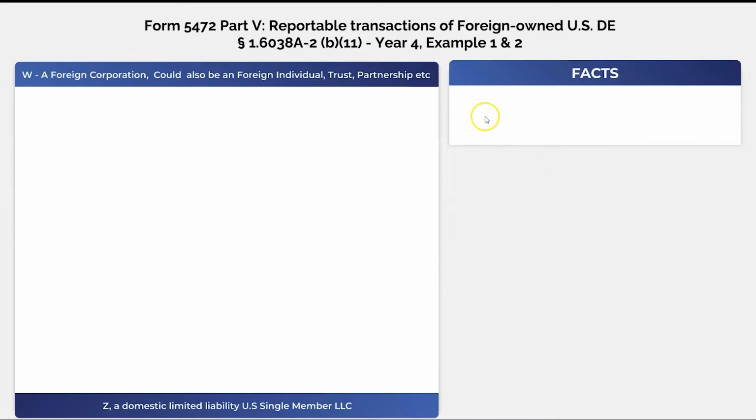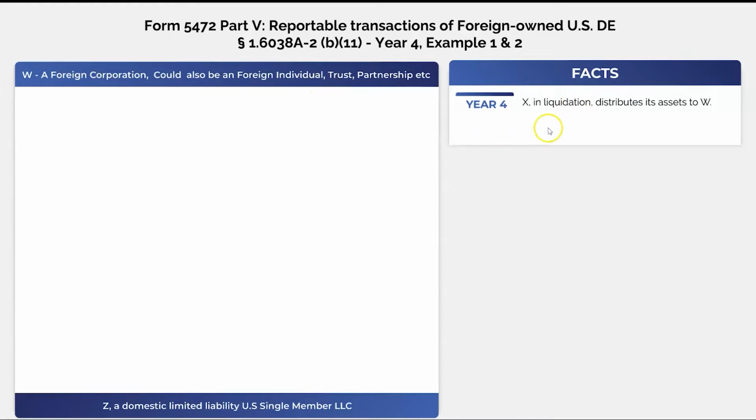So here it says that in year 4, X in liquidation distributes its assets to W. Now, in the prior videos that we've done, I did explain that W here is a foreign corporation. At least that's how the IRS started with it. But W is not only required to be a foreign corporation. W could be a foreign person, foreign individual, a non-resident alien, a trust, or a partnership, etc. As long as W is a foreign person, it's fine.